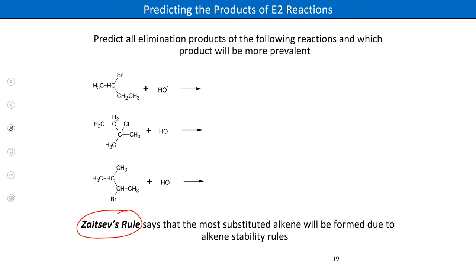Zaitsev's rule, sometimes you see it with Z-A-Y, T-S-E-V, and sometimes S-I-V. It's a Russian name, and so their alphabet doesn't translate one-to-one into English. So depending on what translation you're looking at, it will be spelled a little bit differently. But Zaitsev's rule predicts that for an elimination reaction, the more substituted alkene will be formed, because that's how you get the most stable pi bond, is having more substitutions.